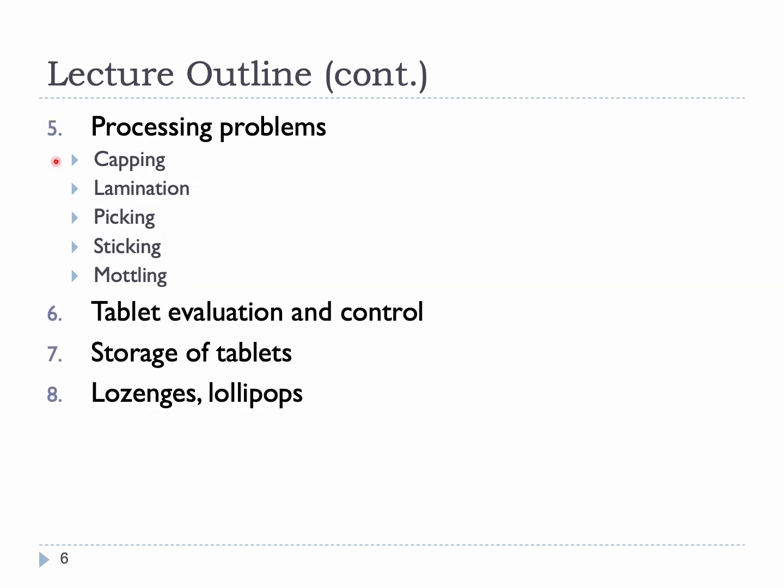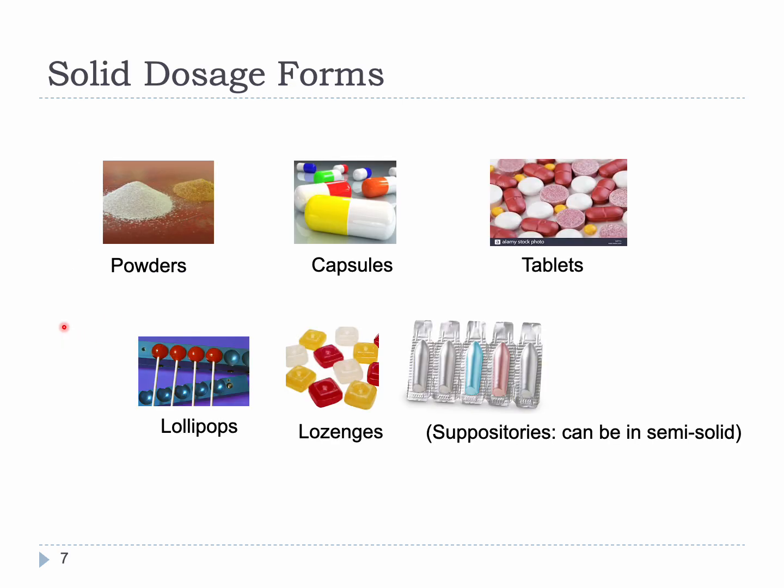In making tablets, there are possible processing problems. They can be capping, lamination, picking, sticking, or mottling. Then you will learn about tablet evaluation and control, storage of tablets, and then the last topic is about properties of lozenges and lollipops. In general, solid dosage forms can include powders, granules and capsules, tablets, lollipops, lozenges, and suppositories. Sometimes suppositories can be categorized as semi-solid.